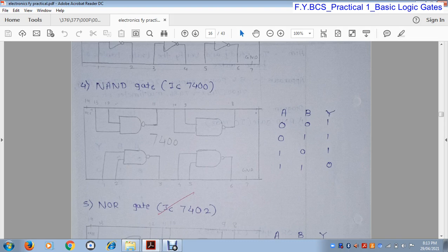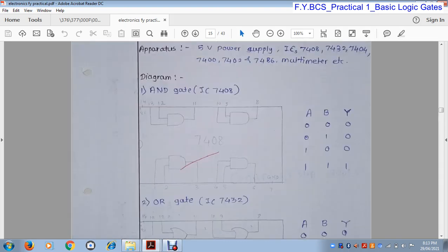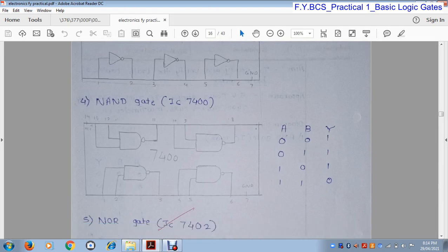When both inputs are 0 0, it generates high output. In the AND gate we saw that when both inputs are 0 0, it generates 0 output. So in the NAND gate the condition is opposite. When both inputs are 0 0, it generates high output, and when one input is 0 and the other input is 1, then it also generates high output.